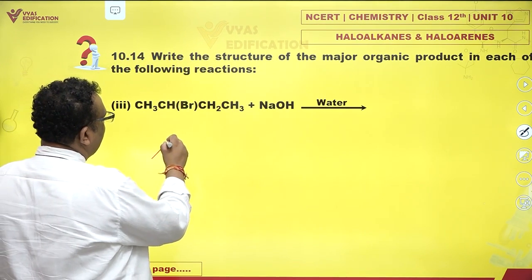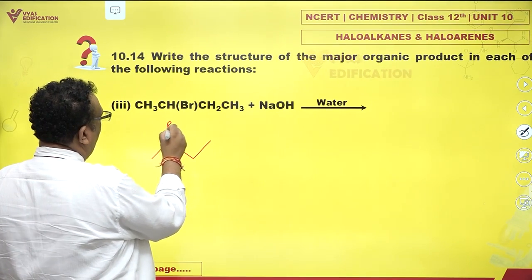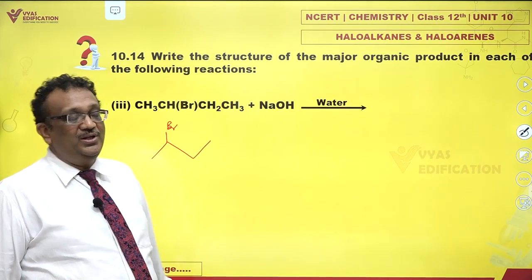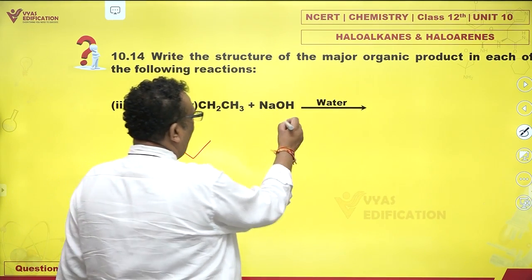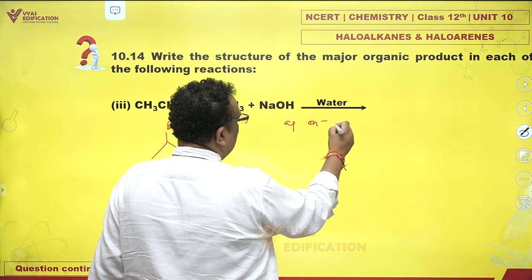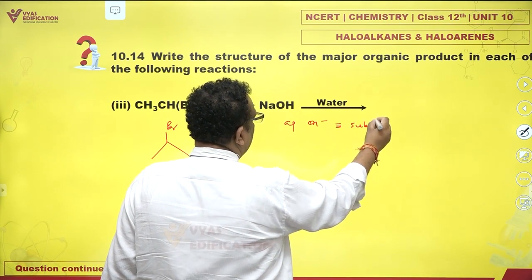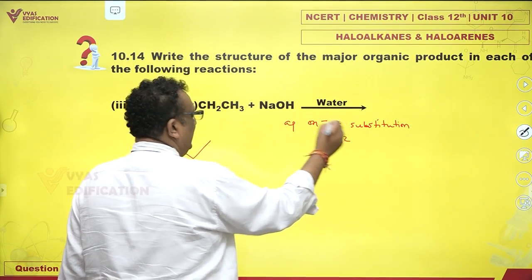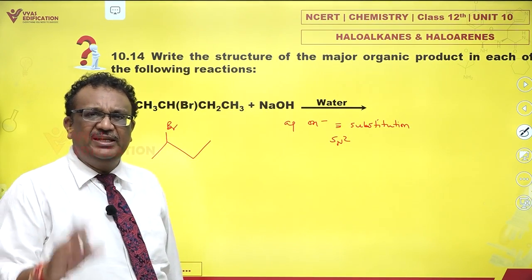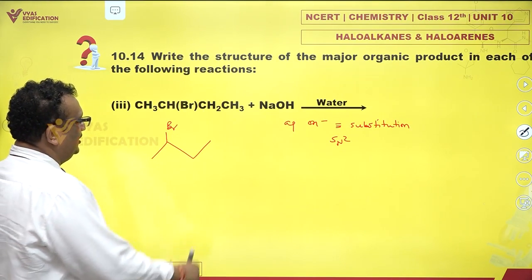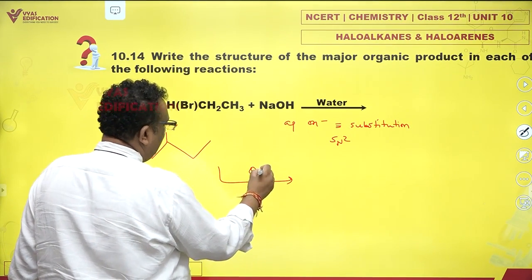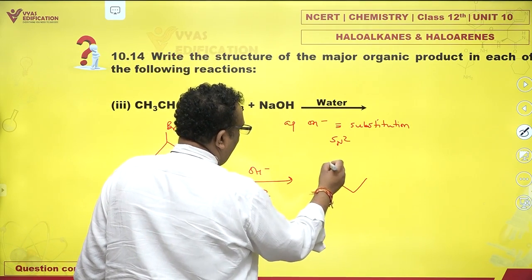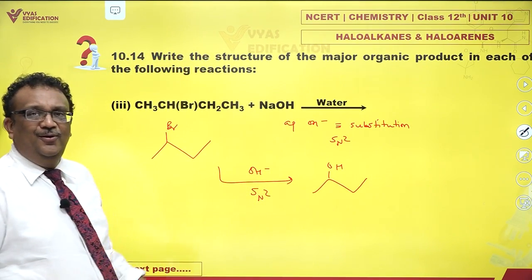Well, we have CH3CHBrCH2CH3, 2-bromobutane. And you have aqueous NaOH. Now, aqueous OH minus mostly promotes SN2 substitution, at least with secondary alkyl halides. So, if you use OH minus, you have predominant SN2 attack, and Br gets substituted by OH.